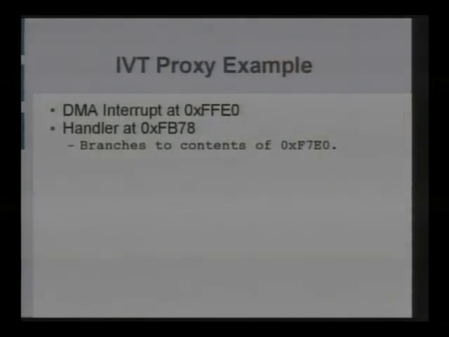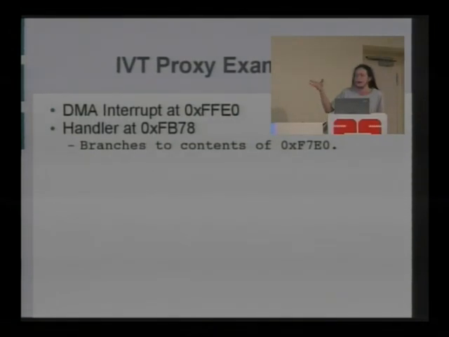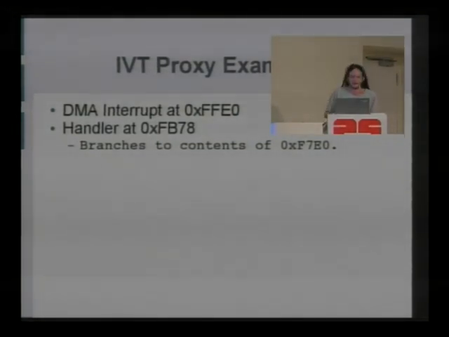And the interrupt proxying is performed by handler functions. So, for example, the DMA access interrupt occurs at 0xFFE0. At that address, there is a 16-bit word that is the address in memory that execution should flow to when the interrupt fires. And the handler is at FB78. This could be anywhere within the upper region. But it branches to the contents of F7E0.